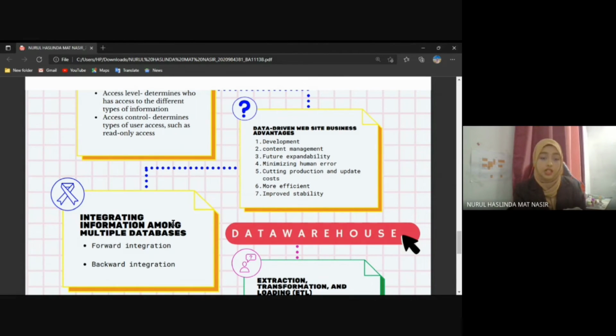Next, integration of information among multiple databases. The first one is forward integration, which takes information entered into a given system and sends it automatically to downstream systems and processes. While backward integration takes information entered into a given system and sends it automatically to all upstream systems and processes.